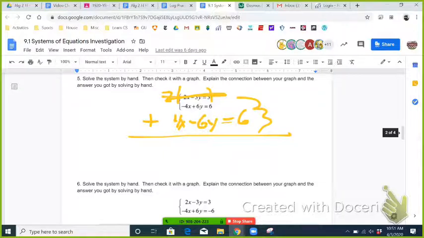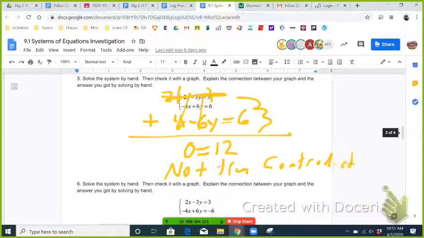So like negative 4x plus 4x, that just cancels out. Negative 6y minus 6y just cancels out. And then 6 plus 6 is 12. So you get something that's not true, which is called the contradiction, right? Like that's a contradiction that 0 is equal to 12.